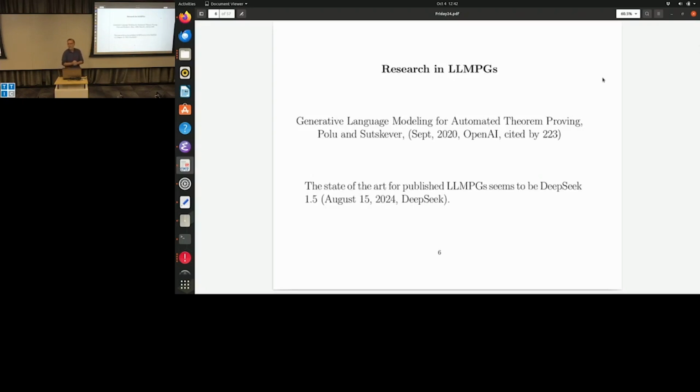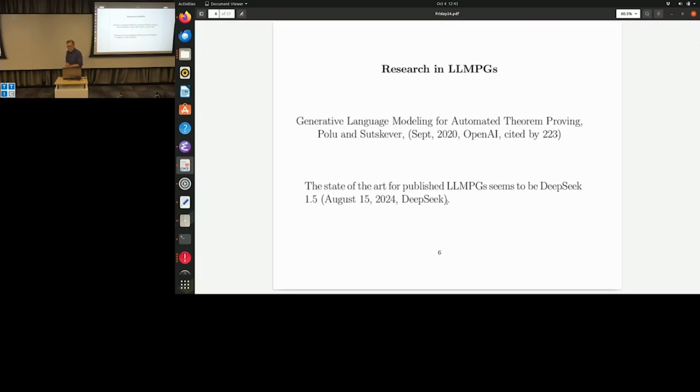Okay, I'm going to call these things language model proof generators. And there was a paper that was, I think, if not the first, a very early paper in this space. I just want to point out that this space is non-trivial. The space of language model proof generators has a significant literature, 30 or 40 papers. This paper has 200 citations. Language modeling for automatic theorem proving.